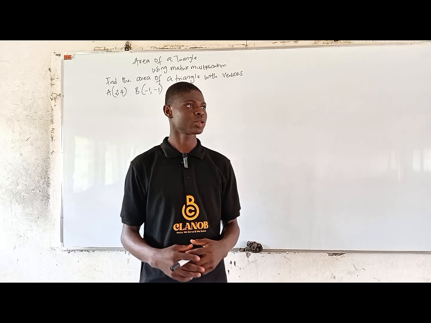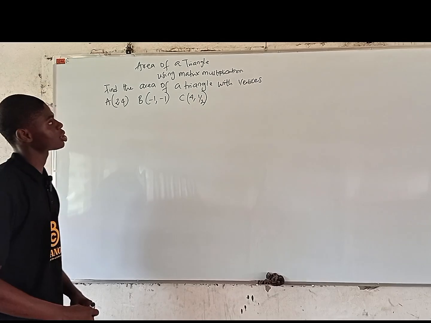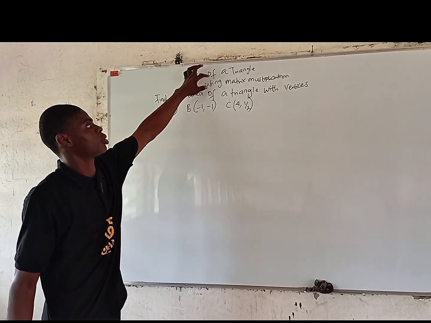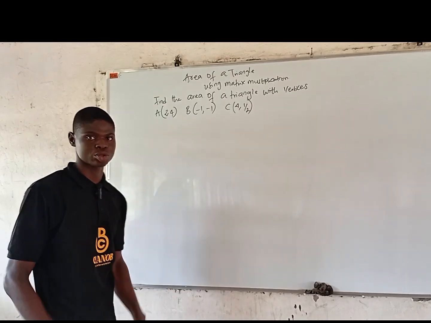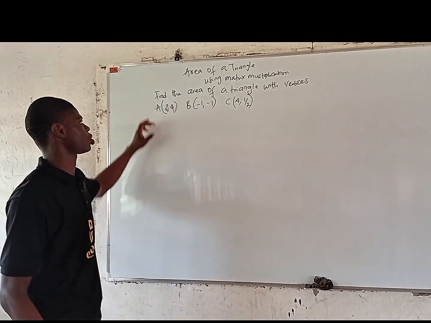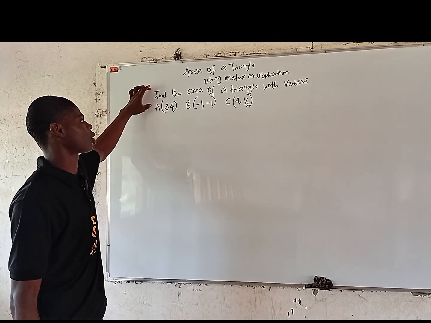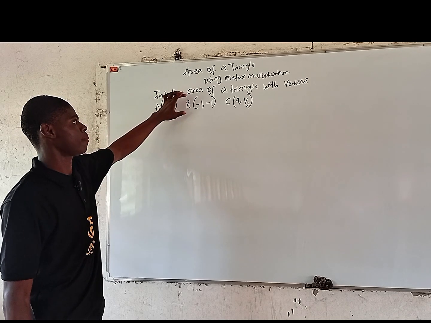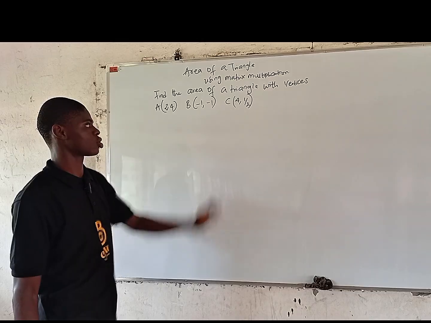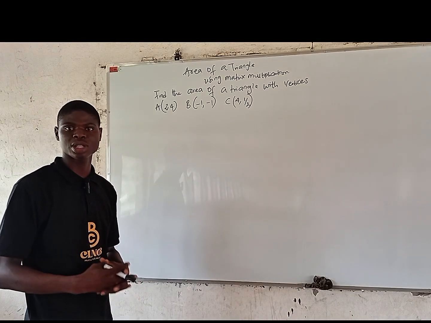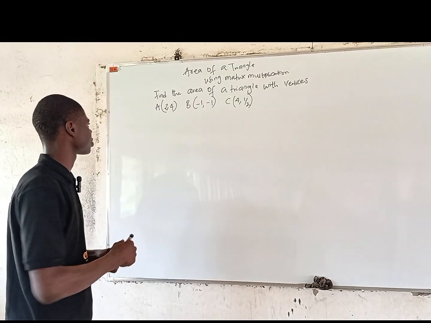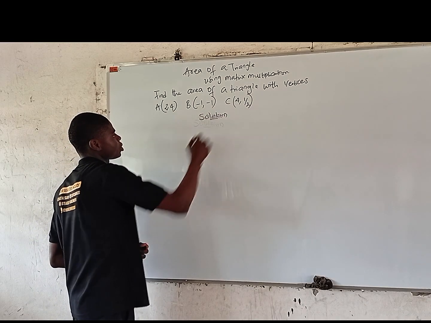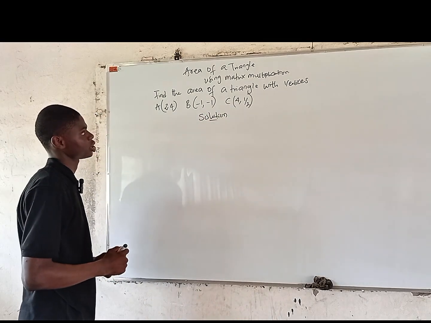So today we have a very important concept we want to look at. We want to look at the area of a triangle, and we're going to be using matrix multiplication to do that. So we have a question here. To find the area of a triangle with vertices A (2, 4), B (-1, 1), and C (4, 1/2). So we're going to be using matrix multiplication, specifically a 3 by 3 matrix multiplication to do this. So just pay attention and watch closely.